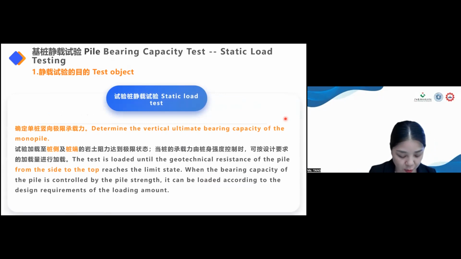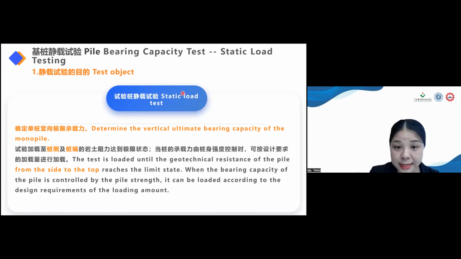Static load test of foundation pile is the most reliable method to evaluate the bearing capacity and deformation characteristics at present, and it's also the standard to compare with other methods. Static load test of foundation pile can be divided into test pile static load test and engineering pile static load test according to different test purposes.